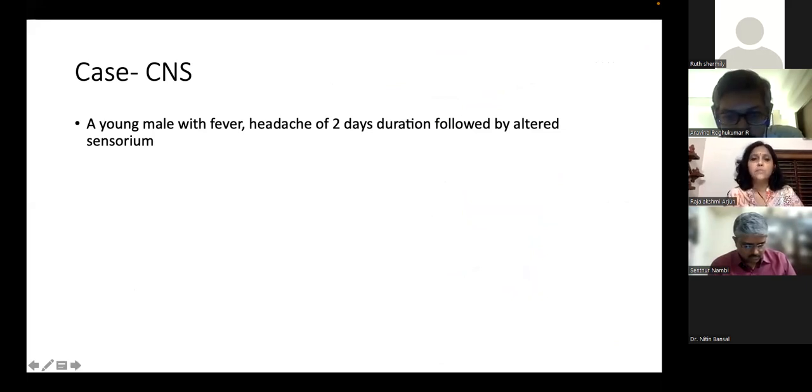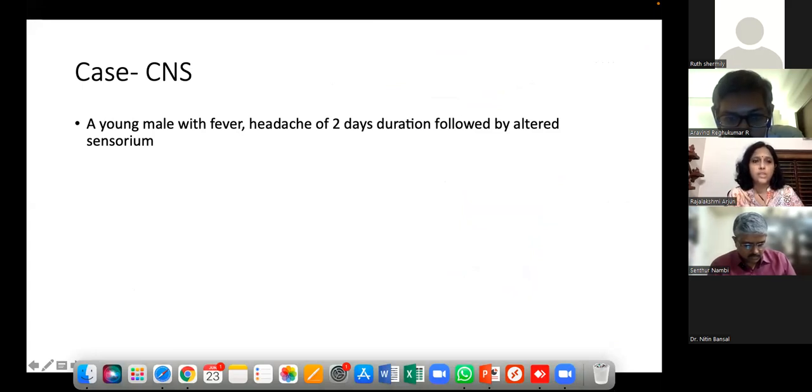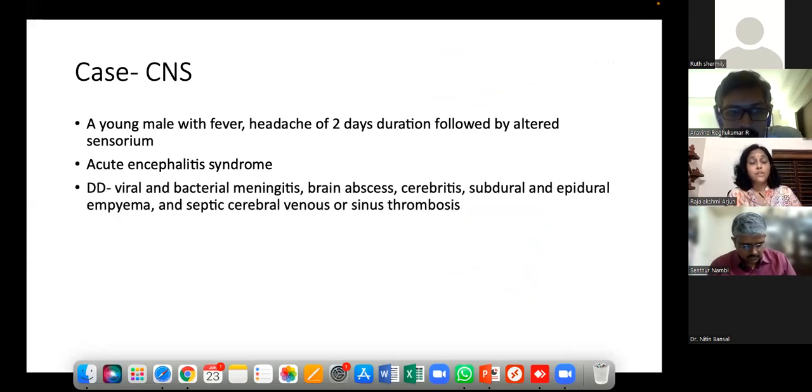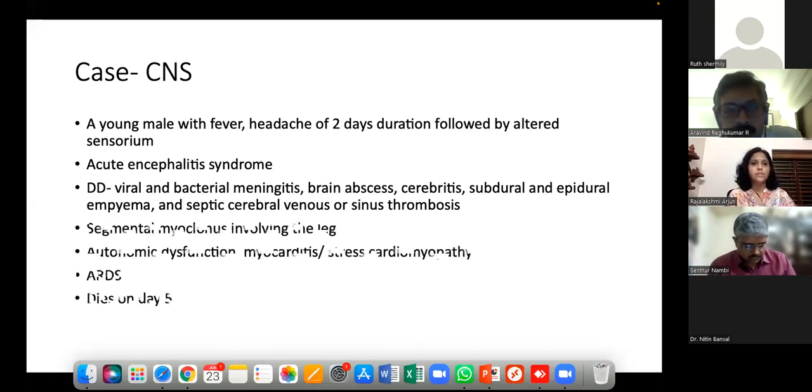I will not be stopping in between so that we can cover the cases. So your syndrome will be an acute encephalitis syndrome. But your differential that should go through your mind is not only encephalitis, it could be viral or bacterial meningitis, brain abscess, cerebritis, subdural or epidural empyema, and sinus, either cerebral venous or sinus thrombosis. All this can present like this syndrome, and probably imaging may help you with the diagnosis. But first and foremost will be acute encephalitis syndrome.